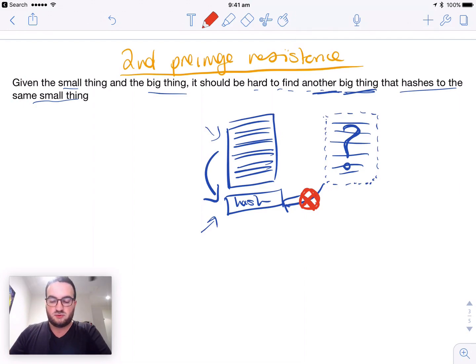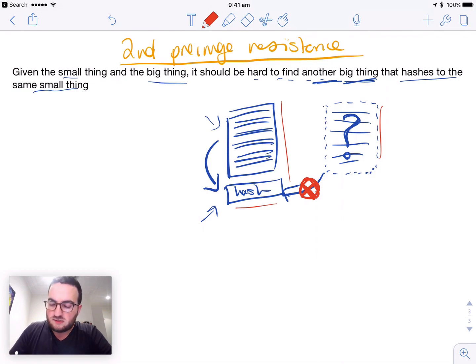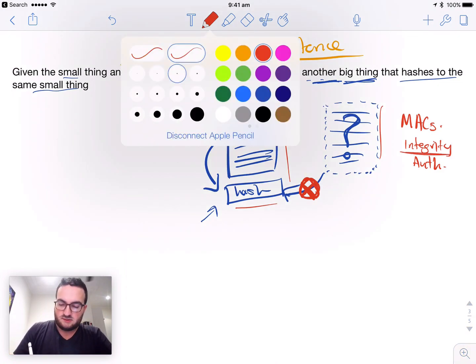So second preimage is characterized by having the original document, having the hash. It should just be very hard to find another document. Why would this be important? Well, hashes are used for things like MACs, right? Message authentication codes, which give us integrity, and authentication as well, but we're more interested in integrity in this case. And say you're the, let's switch to a newspapery color. Well, let's switch to black.